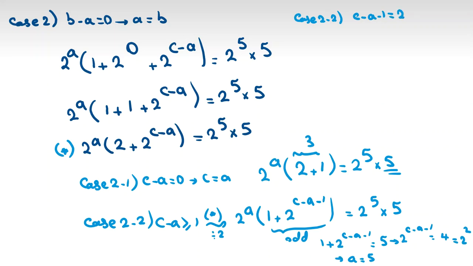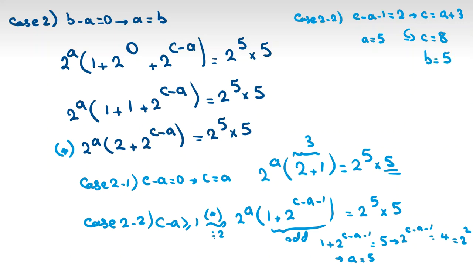Also, A is 5. So here, C, take negative A and negative 1 to the right side, it will be A plus 3. So C will be 5 plus 3, which is 8. Also, we know A equal to B. So, A equal to what? 5. Well, A equal to 5, so B equal to 5.